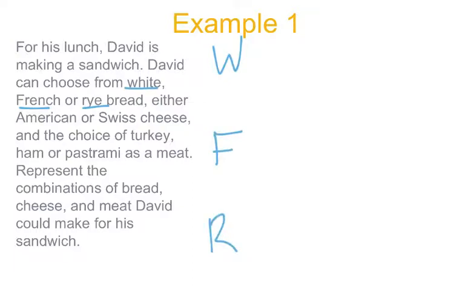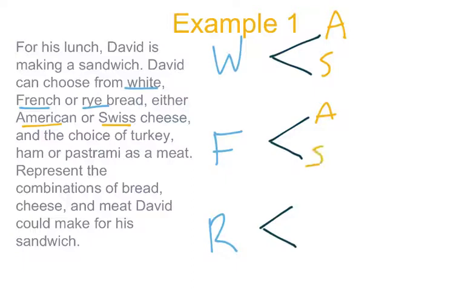All right, now that he has his bread, let's go ahead and put some cheese on it. So we have American and we have Swiss. So if he picked white bread, he can choose American or Swiss. If he picked French bread, he can pick American or Swiss. And if he picked rye, he can pick American or Swiss. So I'm just going to write that in. He can get American or Swiss, American or Swiss, American or Swiss.